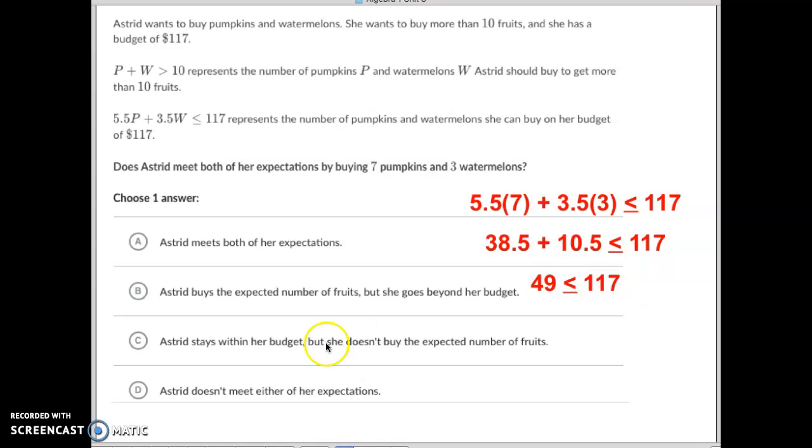So we do stay within budget, as this one will say. She does stay within budget, but she does not buy the expected number of fruits and vegetables. So our answer would be letter C. Just kind of reasoning these out, guys.